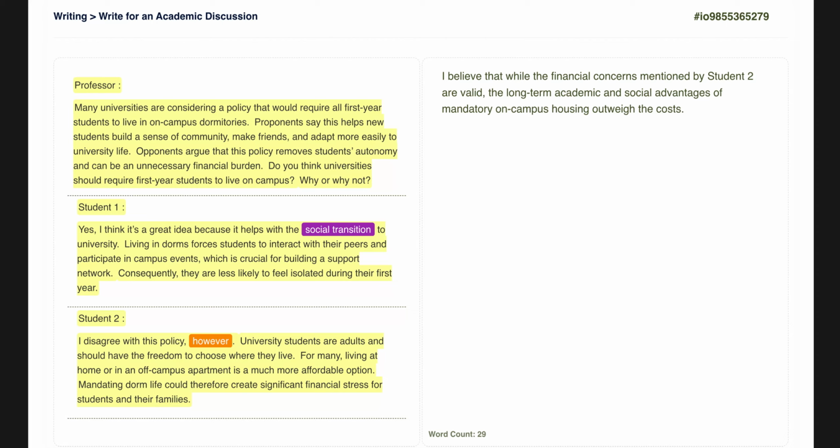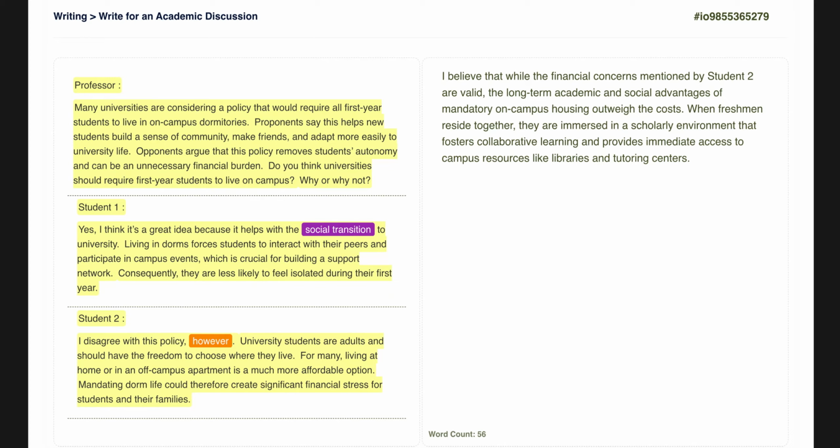When freshmen reside together, they are immersed in a scholarly environment that fosters collaborative learning and provides immediate access to campus resources like libraries and tutoring centers. We start our first supporting point with "when freshmen reside together," which establishes the condition we are discussing. Then, we write, "they are immersed in a scholarly environment." Using strong vocabulary like "immersed" and "scholarly" helps boost your lexical resource score. We continue with "that fosters collaborative learning" to explain the academic benefit.